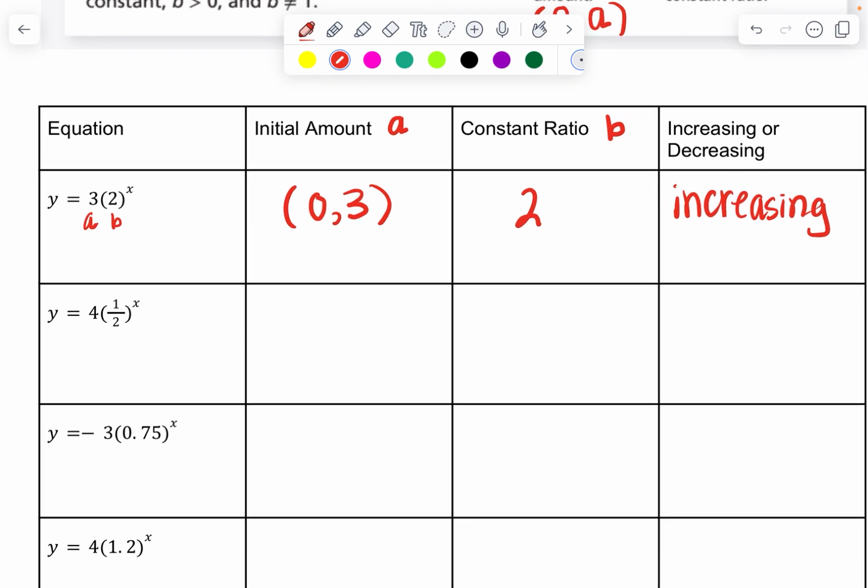4 times 1/2 to the x. So 4 is a, 1/2 is b. My initial amount then, (0, 4). My constant ratio is 1/2. Increasing or decreasing, 1/2 here is smaller than 1, so that means it's decreasing.